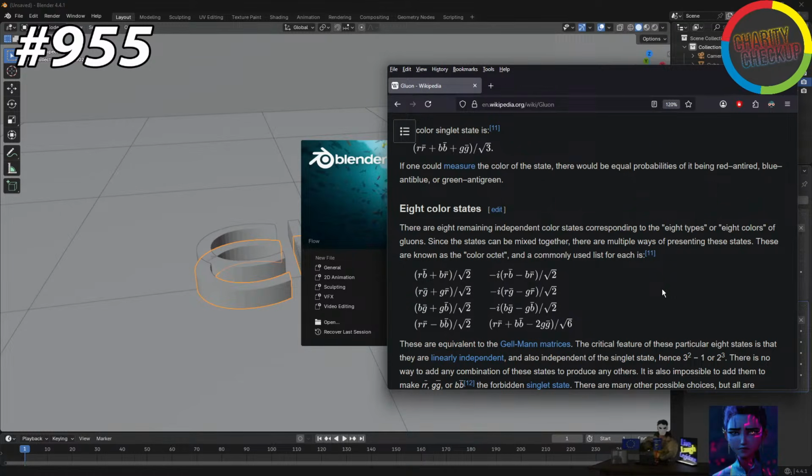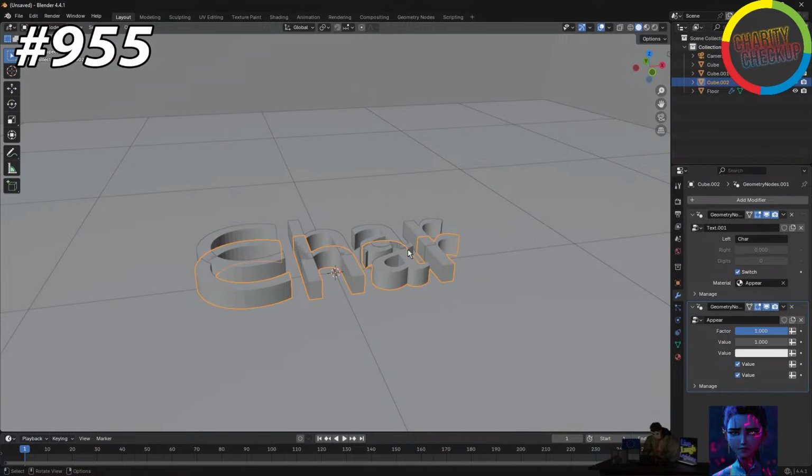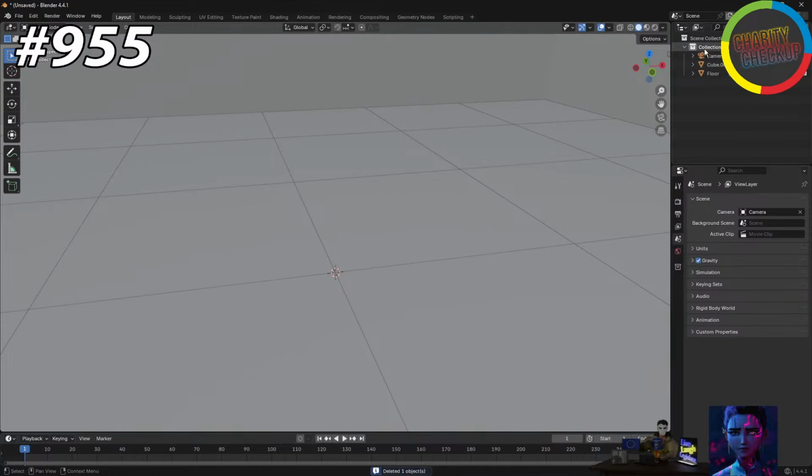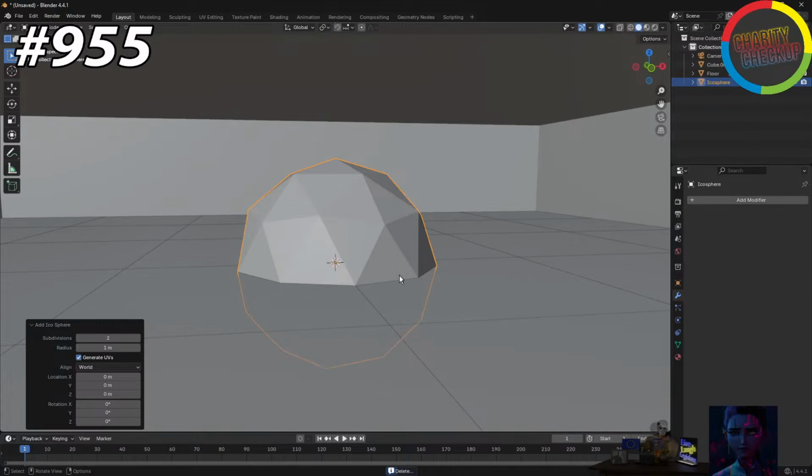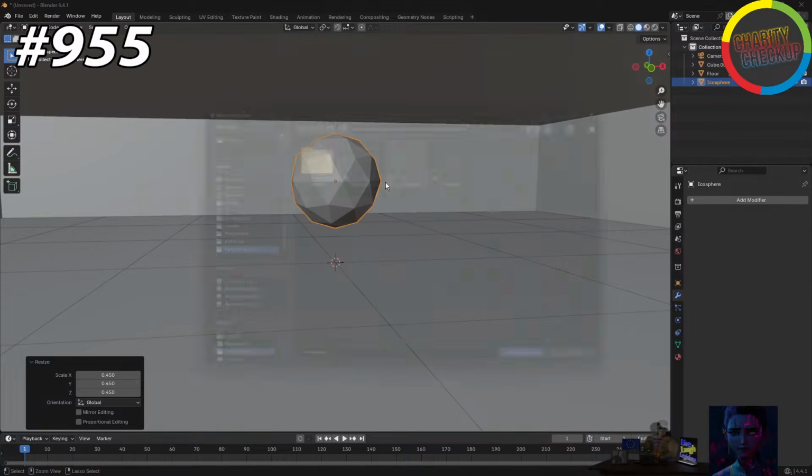Actually, go for it. I am so curious how that will turn out. That's what I'm saying, I have faith in you. All right, here's how we can do it. This will be our gluon for now.